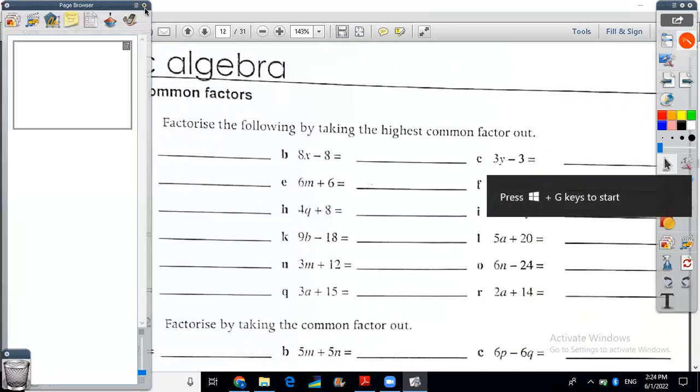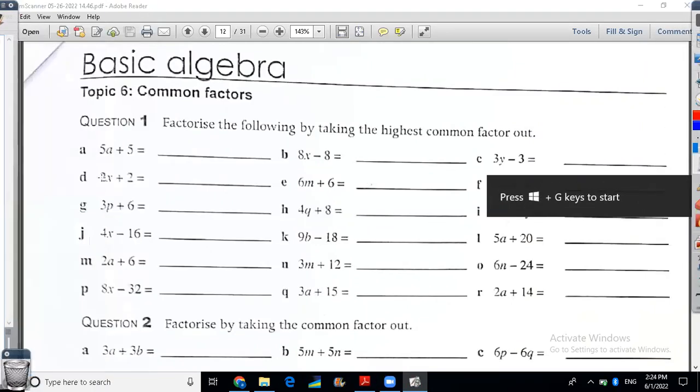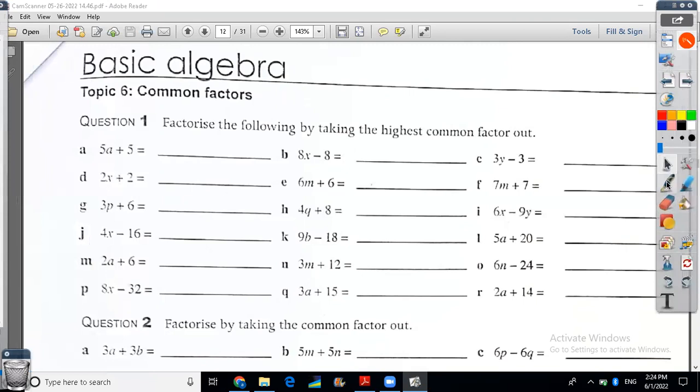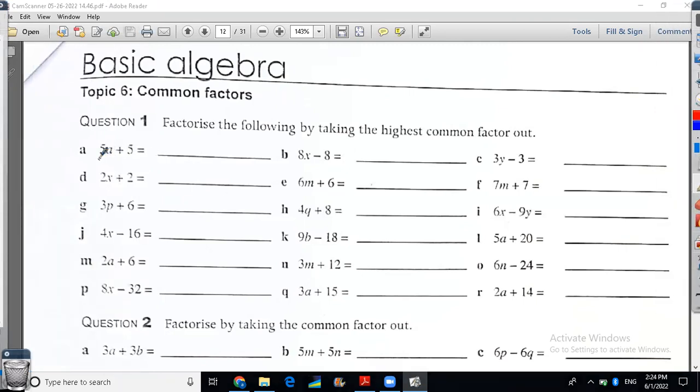Like here, for example, the first one that we have is 5a plus 5. How can we factorize this? Look at the numbers that we have first, then the variables. So first, look at the numbers: 5 and 5. Can we get a common factor between 5 and 5? What's the highest common factor? In other words, what is the highest number that I can divide 5 and 5 by?